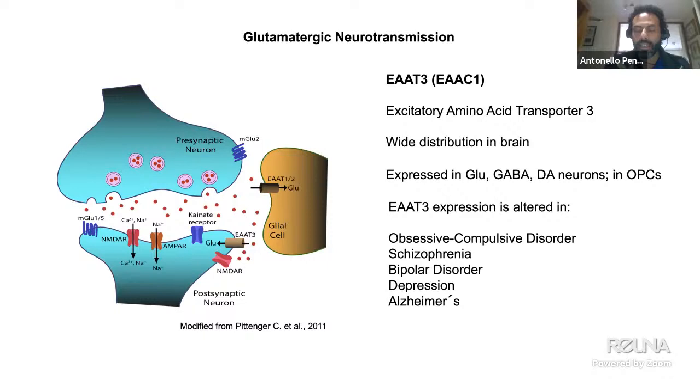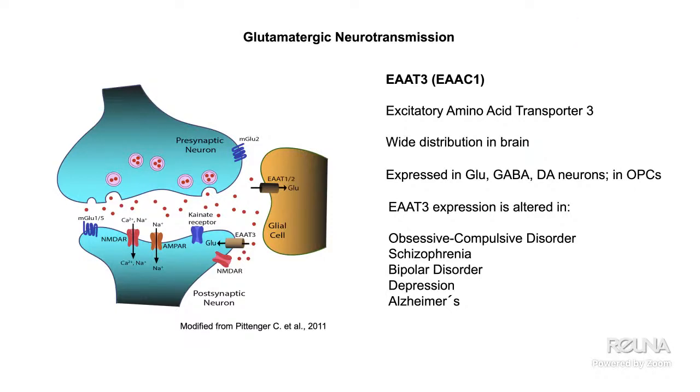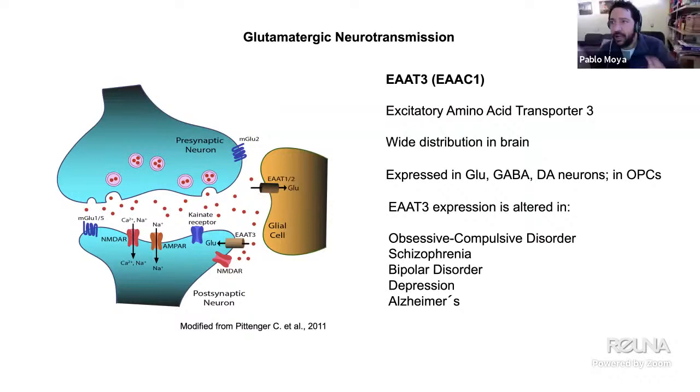Yes, but the last concept, about obsessive compulsive disorder and schizophrenia, was lost. Okay, thank you. So long story short, EAAT3 expression has been reported to be altered in a variety of psychiatric disorders, ranging from OCD, schizophrenia, bipolar disorder, depression, to Alzheimer's. So we want to explore the consequences of altering EAAT3 expression in behavioral domains that are relevant, in a translational approach, to these disorders.